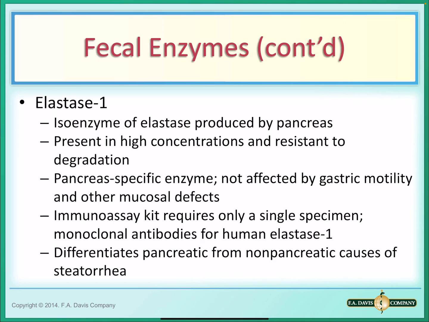Elastase 1 is another very important pancreatic enzyme. It is an isoenzyme of elastase produced by the pancreas. It is present in high concentrations and is resistant to degradation. It is a very pancreas-specific enzyme, and it is not affected by gastric motility and other mucosal defects. There are immunoassay kits that can test for elastase 1. It only requires a single specimen and uses monoclonal antibodies for human elastase 1. It helps differentiate pancreatic from non-pancreatic causes of steatorrhea.